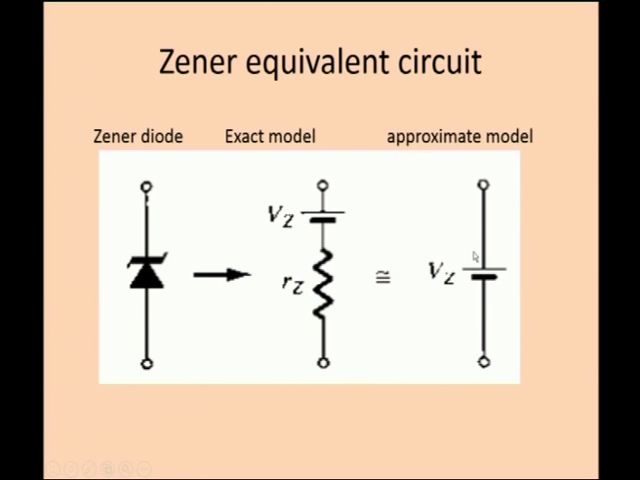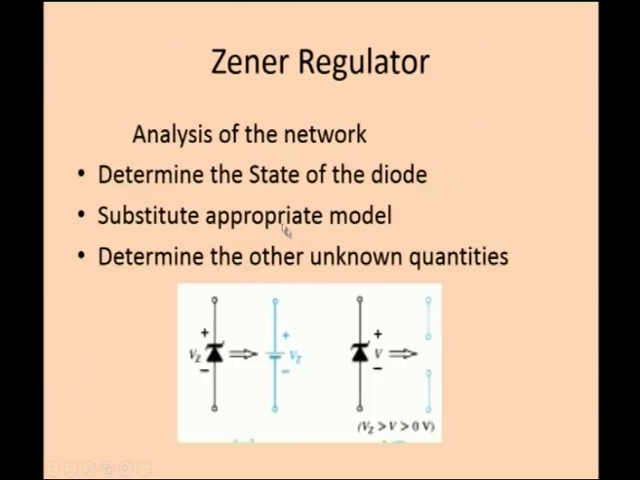So from here, whenever we analyze a circuit, this approximate model is replaced for a Zener diode. It has VZ as the Zener voltage. It is a constant voltage across the Zener diode. So now we are going to see the Zener diode as a voltage regulator or a Zener regulator.